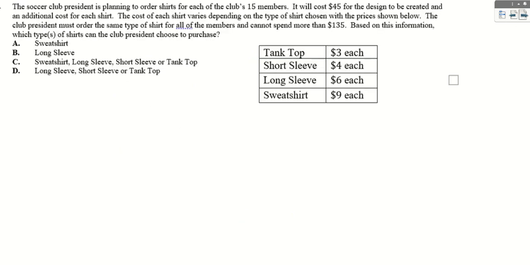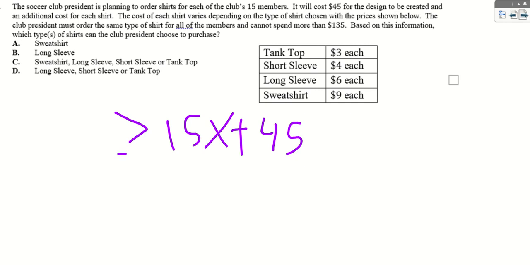All right, so there is a t-shirt company. They charge $45 no matter what. And we have 15 members each buying a shirt. We don't know what shirt they're going to get yet. And whatever this costs, it has to be less than or equal to our budget of $135. I'm going to solve for X.